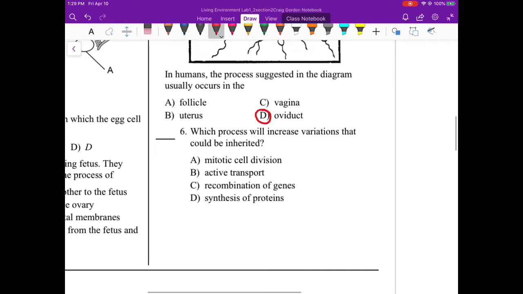Number 6, which process will increase variations? If you see variations, you should be thinking of meiosis. You should be thinking of crossing over, which is recombination of genes. And our answer here is going to be C, recombination of genes. So it could be meiosis, it could be crossing over, it could be recombination. They're all very similar.